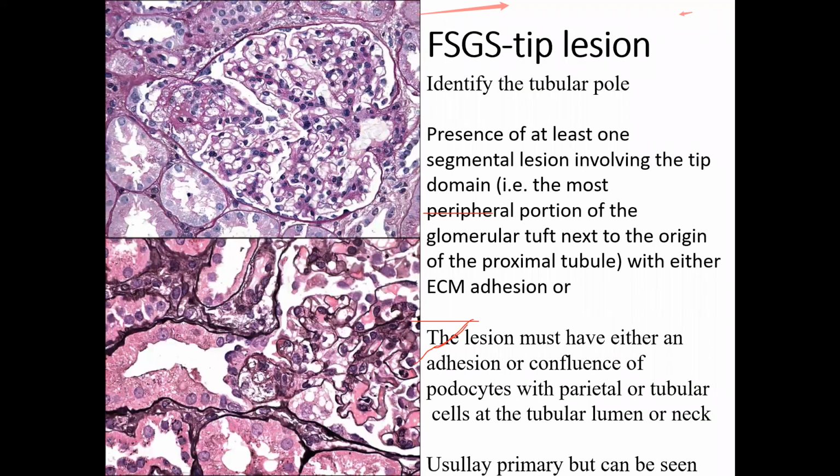The second morphology of FSGS is tip lesion. To say tip lesion, first you have to identify the tubular pole. What do we mean by tubular pole? This is the glomerulus. Here we can see the hilum, and this is the afferent arteriole. The pole just opposite to the hilum is called the tubular pole. This is the hilar region, and this is the tubular pole.